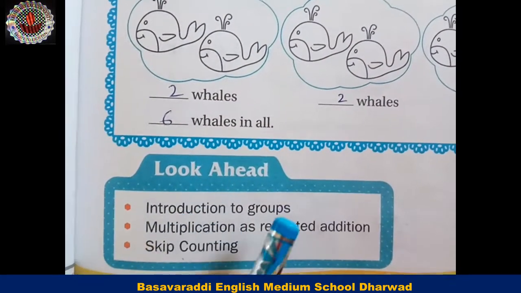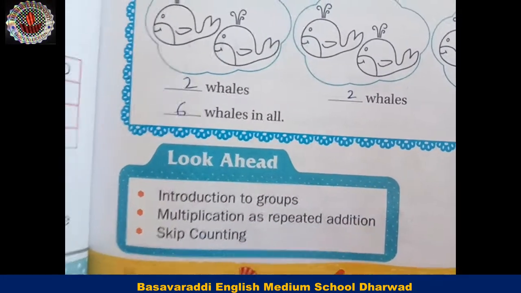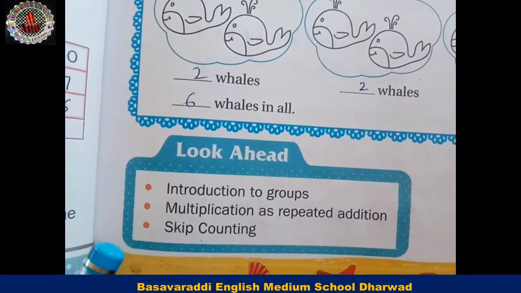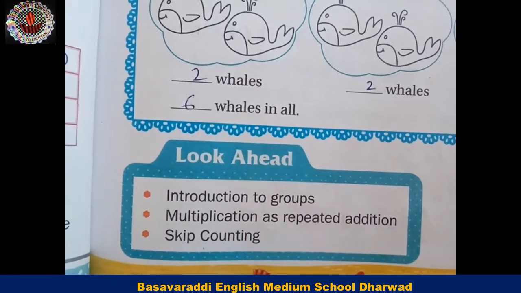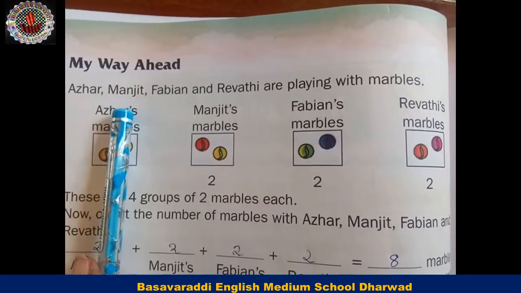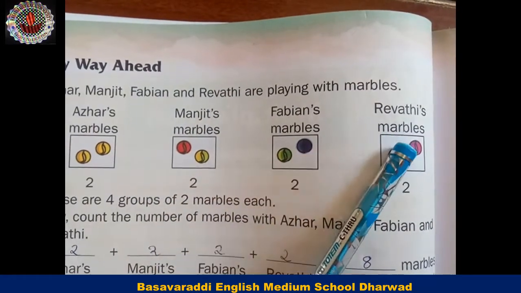Look ahead, what we are learning here. Introduction of groups. Multiplication is repeated addition. In multiplication it is a repeated addition. Skip counting.